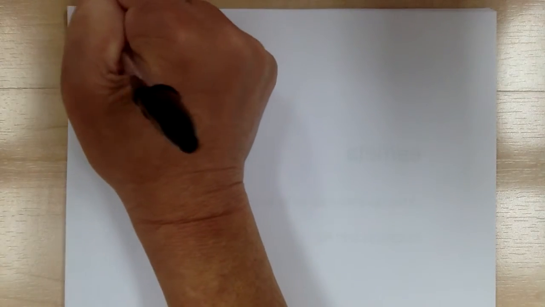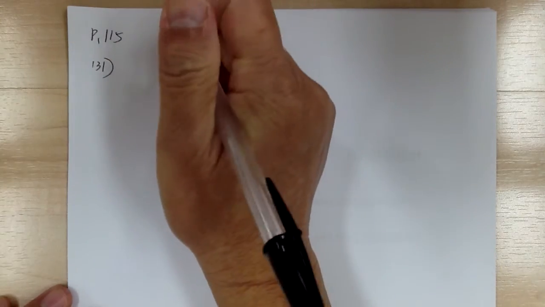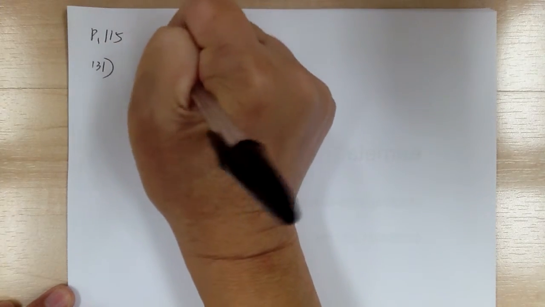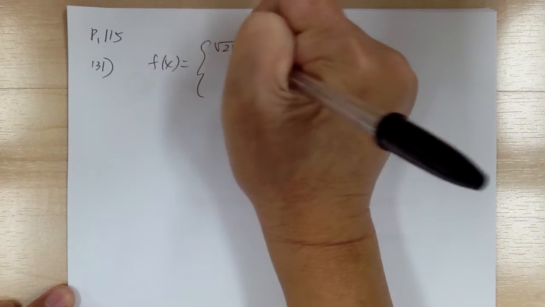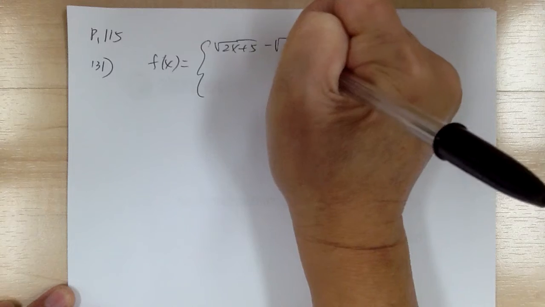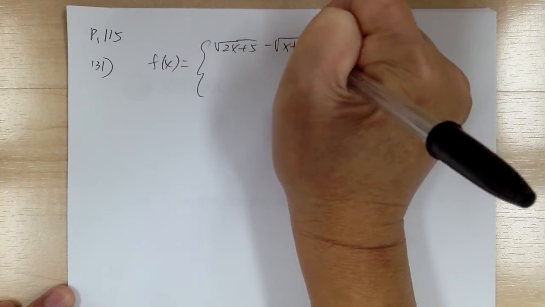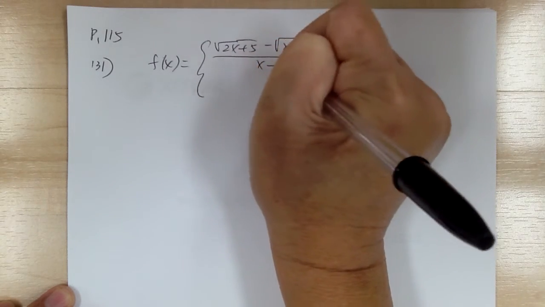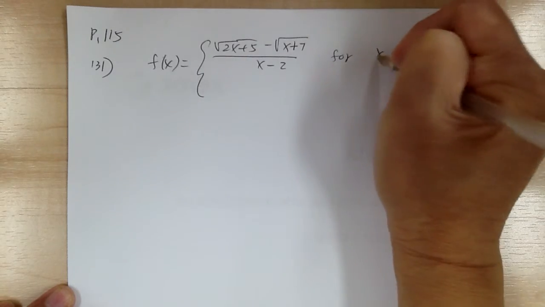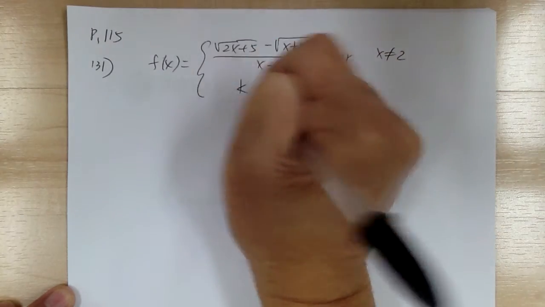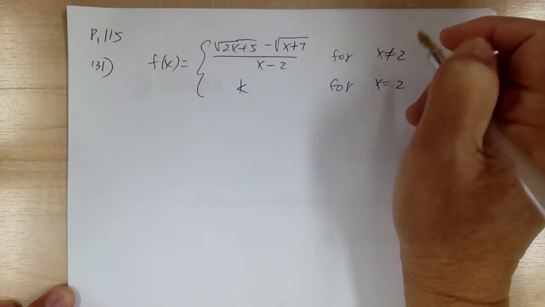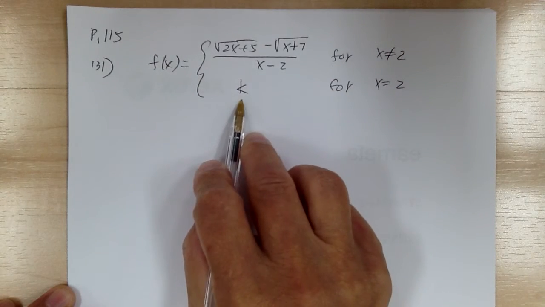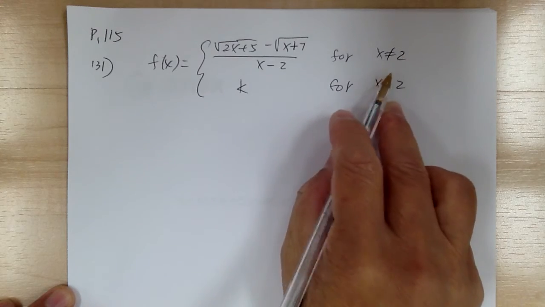Let's go to page 115 and number 131. So you have f of x is equal to the square root of 2x plus 5 minus the square root of x plus 7, all over x minus 2, for x not equal to 2, and equal to k for x equal to 2. So you're looking for the value of k so that this will be continuous at x equal to 2.